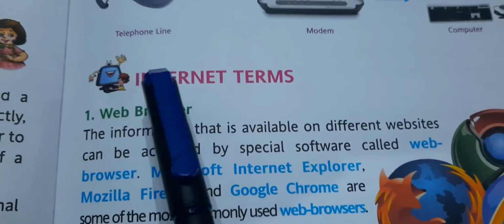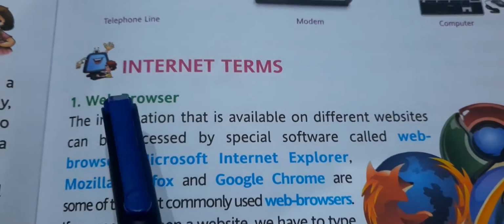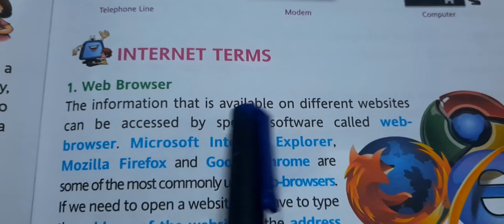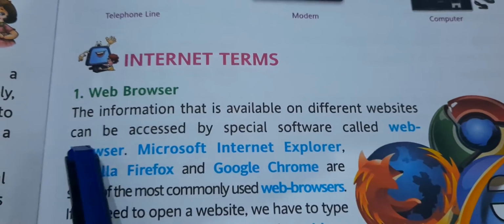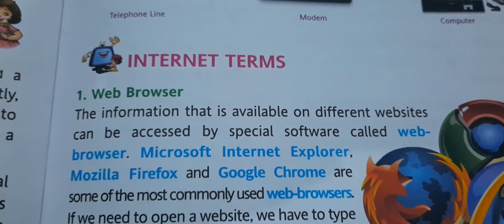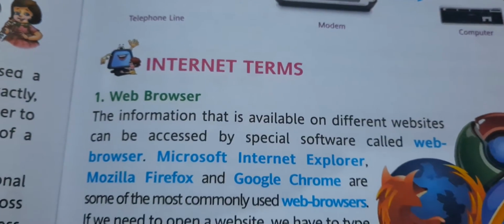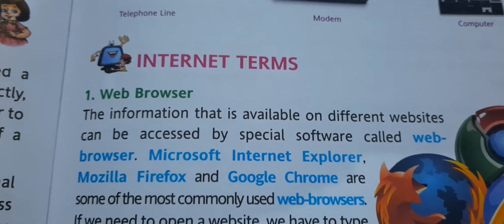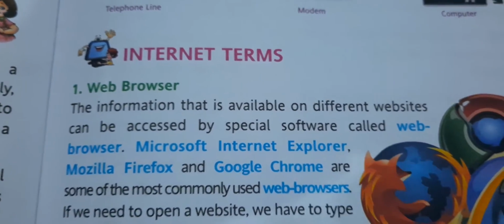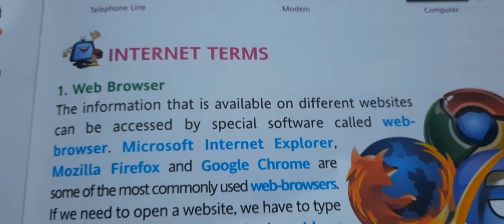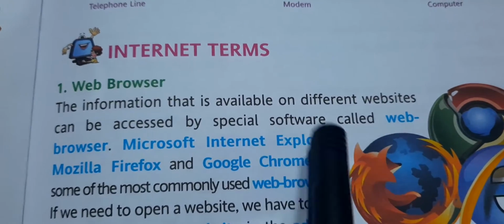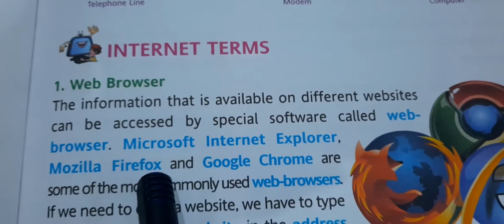So in this context, the first term that we are going to study is web browser. Means, what is web browser? The information that is available on different websites can be accessed by special software called web browser. Means, the first and foremost reason why we use internet is to get information about something. Okay, so that information is available in different websites, and for those websites to be accessed, you need a special software which is known as web browser.